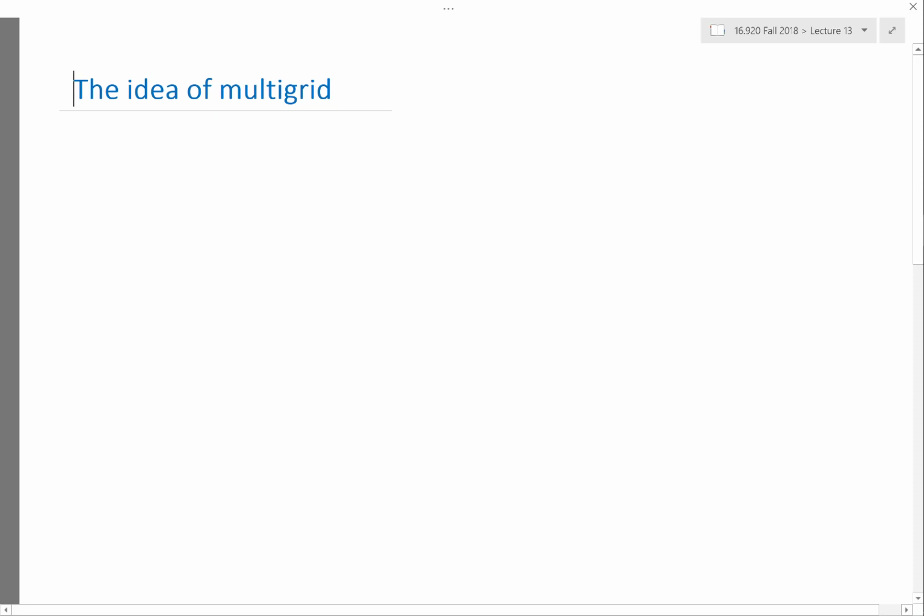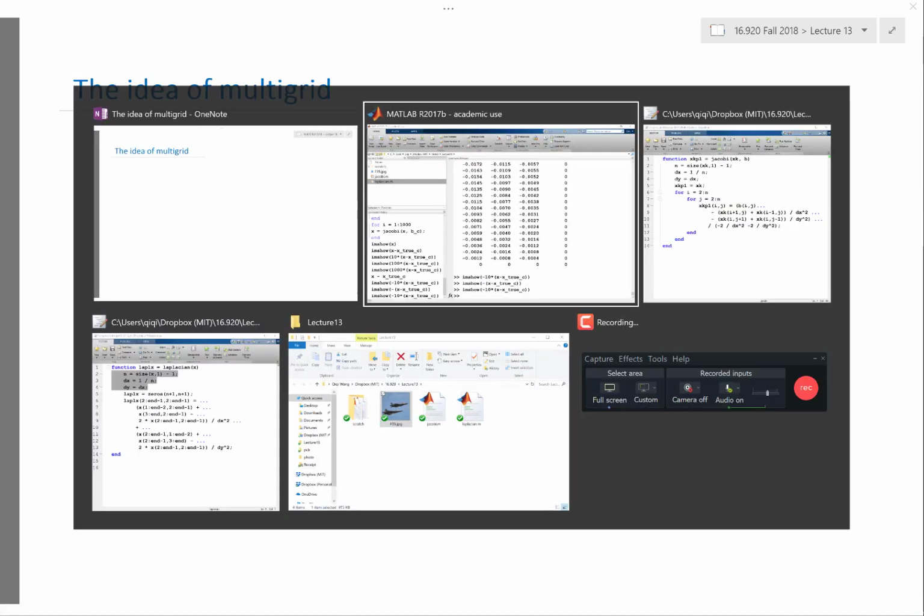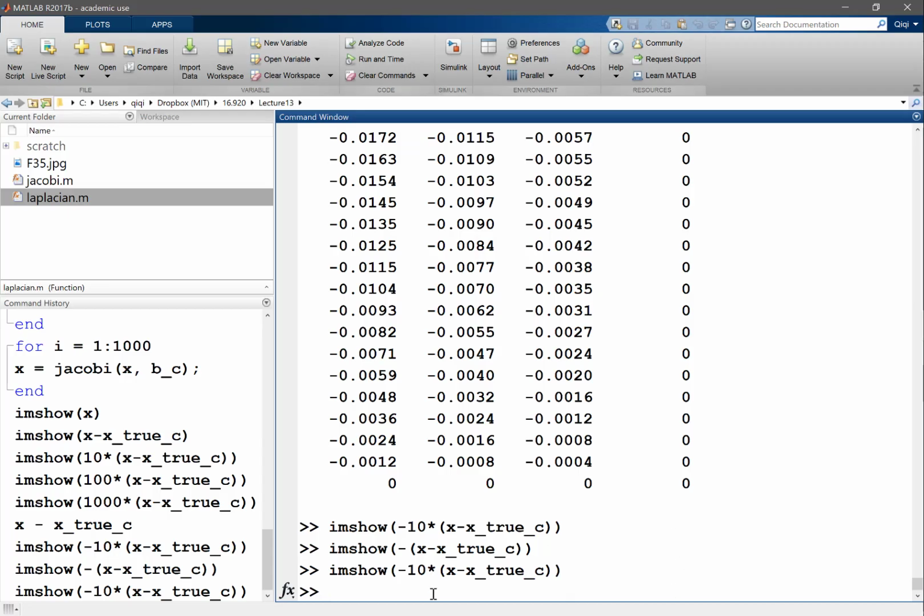The idea of multigrid is to take advantage of the fact that Jacobi and Gauss-Seidel-like iterations converge very fast on a coarse grid. The effect of the iterations is essentially smoothing out the solution, or rather, smoothing out the solution error, as we have just seen. The solution error initially is basically just the true solution itself, but over time the solution error gets smoother and smoother. So let's look at this again.